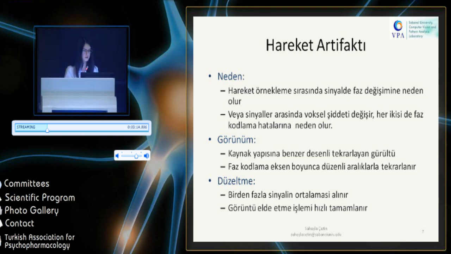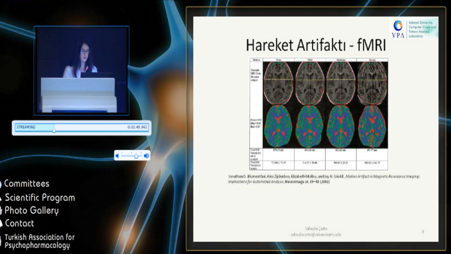The second type of the artifact is the motion artifact, and the reason for this is during the sampling, motion causes changes in phases or voxel velocity, and these result in coding errors. It is rather like a recurrent pattern, and at regular intervals the phase coding is repeated. You can get the mean value of a couple of signals to correct this, or you can repeat, or if you speedily complete imaging or image acquisition, you can solve this problem.